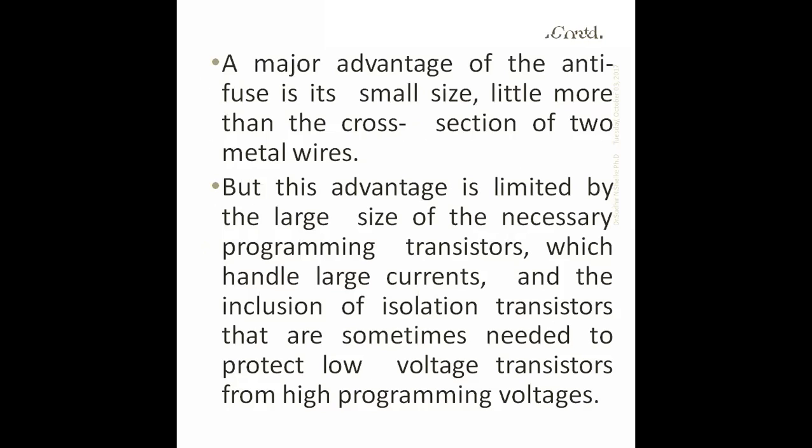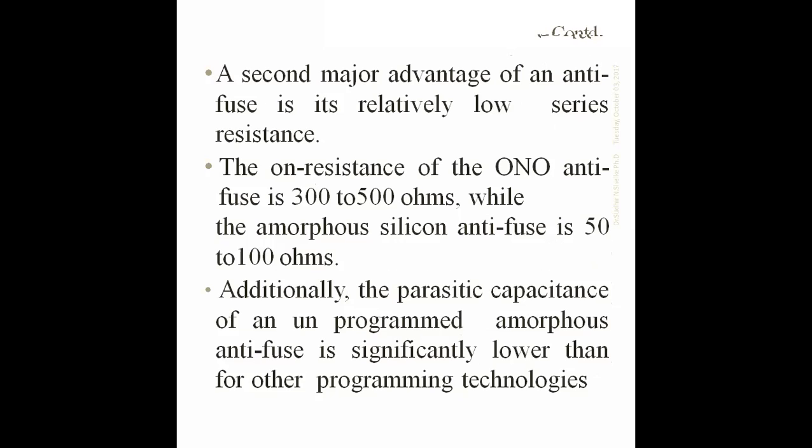The major advantage of the antifuse is its small size, little more than the cross section of the two metal wires. When we cross one metal to another metal, whatever area is occupied is less than that only. But this advantage is limited by the large size of the necessary programming transistor, which handles a large circuit current and includes the isolation transistor that is sometimes needed to protect low voltage transistors from high voltage. The second major advantage of antifuse is the low series resistance.